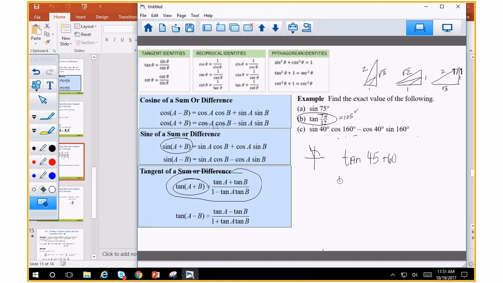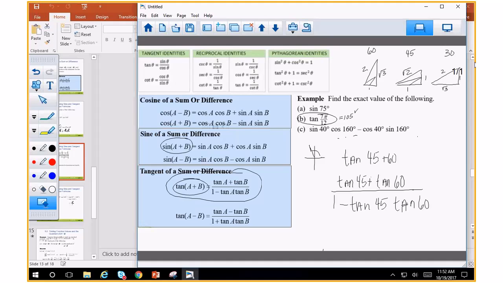So that's going to be the tangent of 45 plus the tangent of 60 over 1 minus the tangent of 45 times the tangent of 60. Now we got our 60 right here. This is our 60. This is our 45. This is our 30.